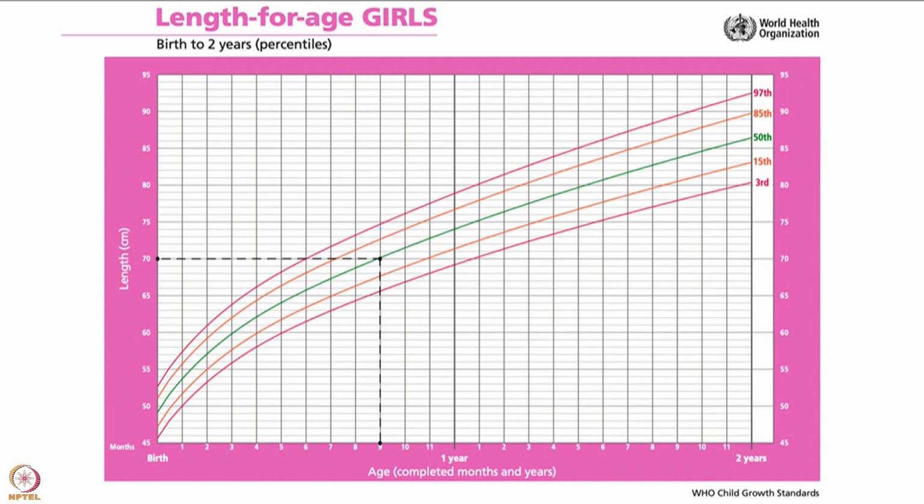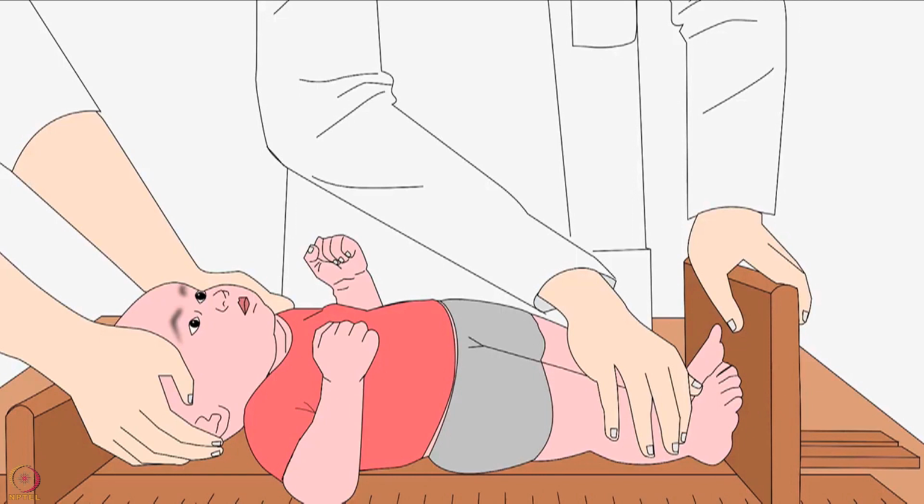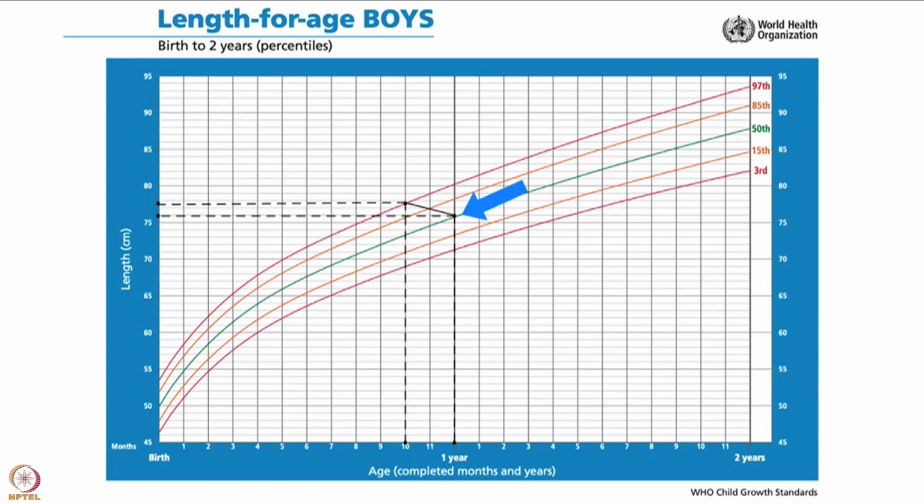For every child, points are plotted over weekly or monthly measurements. Check whether a plotted point seems sensible. If necessary, remeasure the child. For example, a baby's length should not be shorter than at the previous visit. If it is, then one of the measurements was wrong.